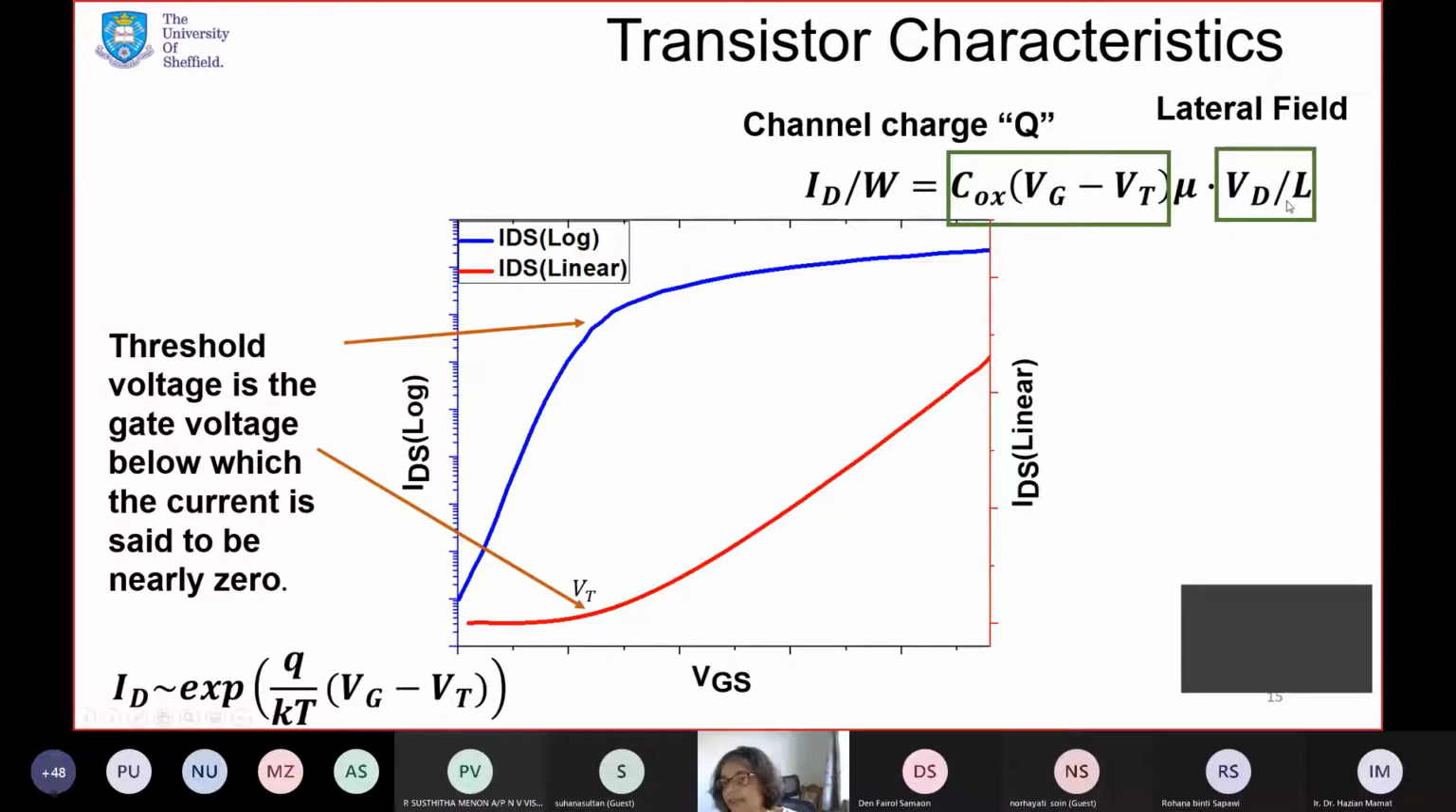So that is the drain voltage divided by the length. Now, although we think there's no current flowing when the transistor is off, if you plot it on a log scale, you can see that it is a straight line. And that means there is a current that is exponentially dependent upon the applied bias. And you can also note this factor, which is q/kT, and is called the Boltzmann factor.